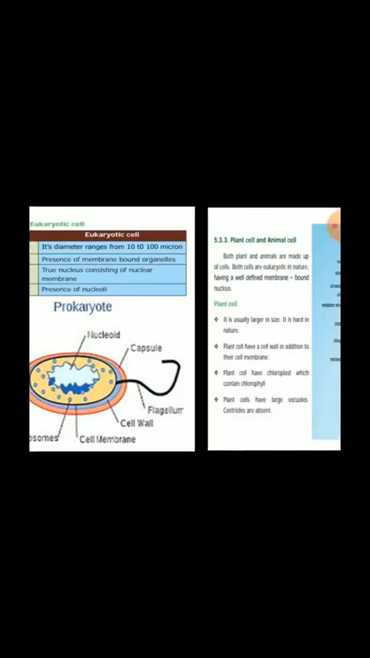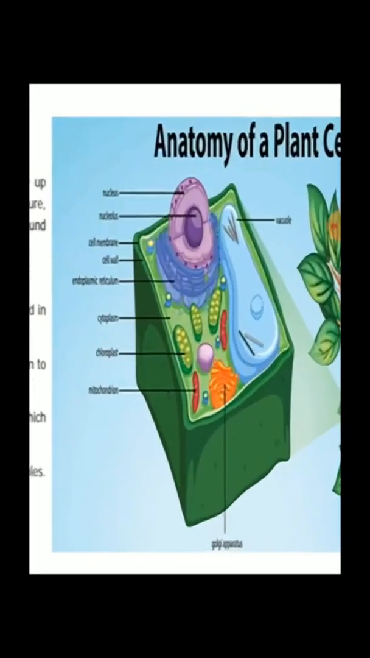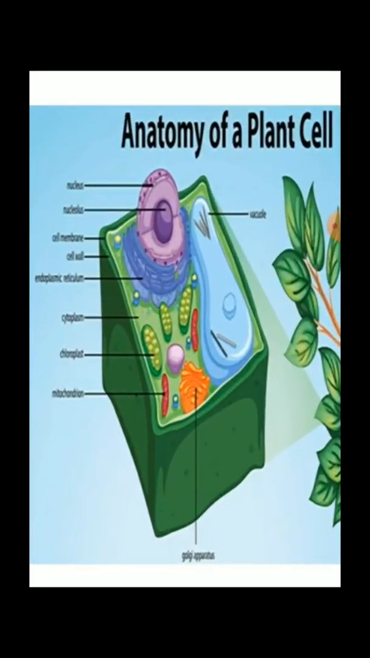Okay, and the next one is what? Plant cell and animal cell. This is the plant cell, the anatomy of the plant cell. Here this is the nucleus, this is the cell membrane, and the cell wall. The outer layer is called the cell membrane. This is the cell wall.